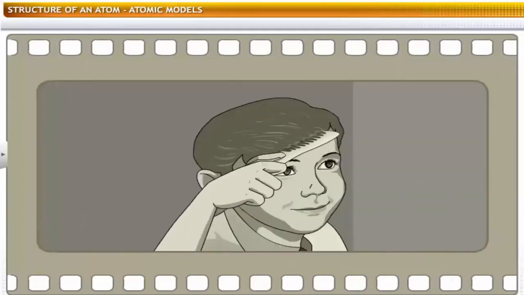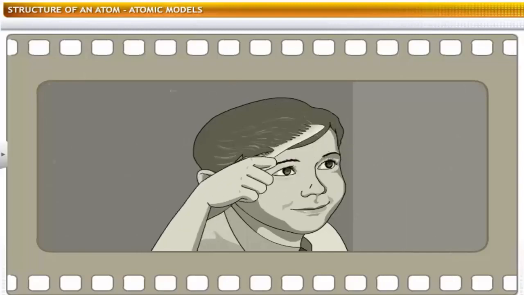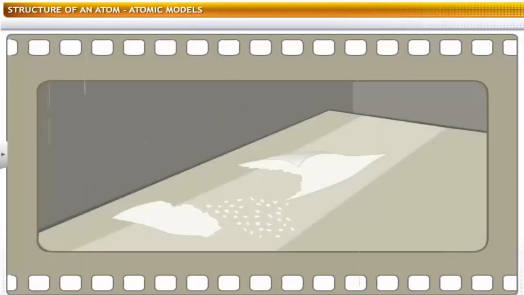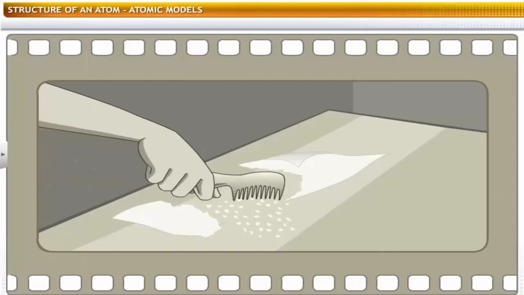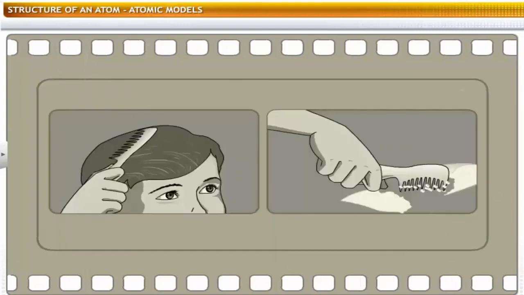Try combing your hair when it is dry, and then removing the comb over scattered bits of paper. You will find the pieces of paper get attracted to the comb. This is what happens when two objects are rubbed together. They become electrically charged.